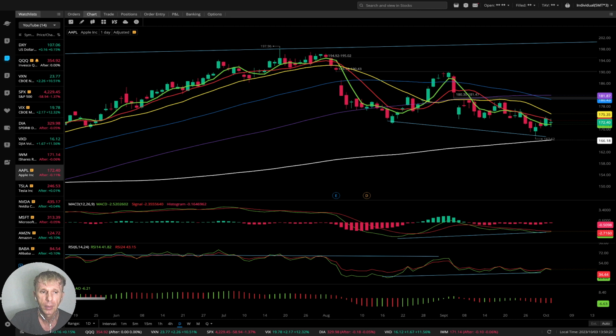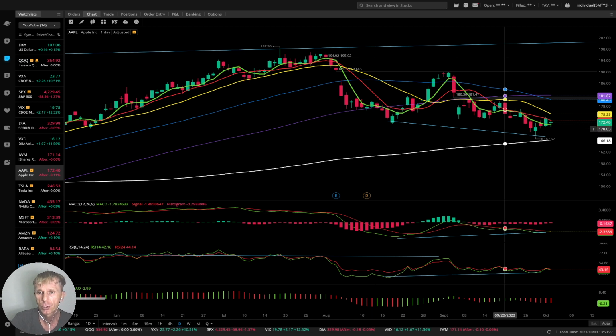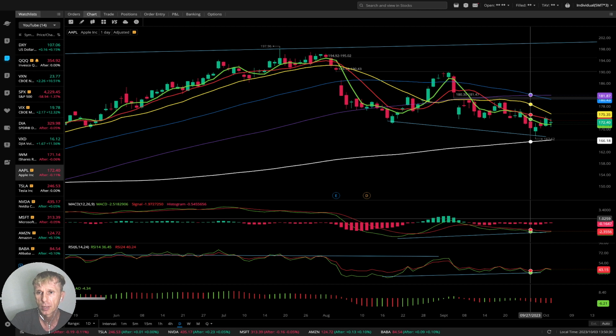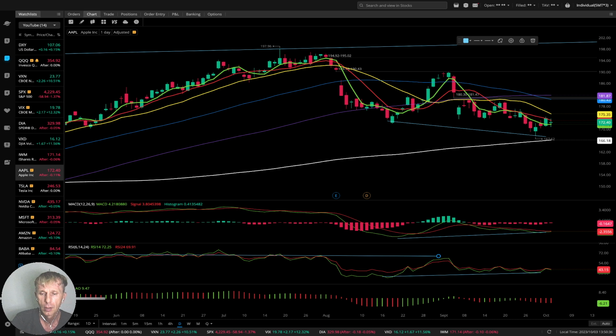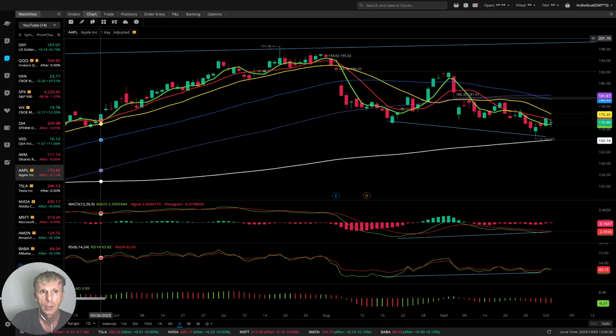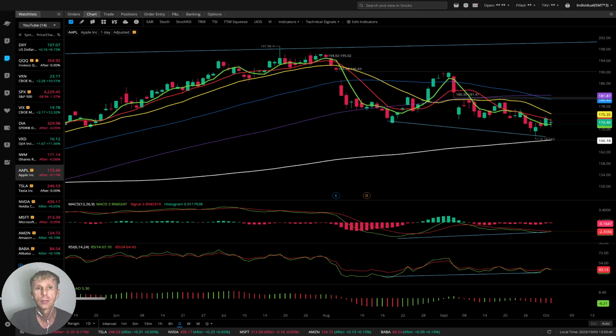Okay, Apple. Let's move to Apple daily time frame. Bearish trend, bullish divergences, right? Bearish trend with bullish divergences on all indicators. It means it wants to bounce. It wants to bounce. We'll see.